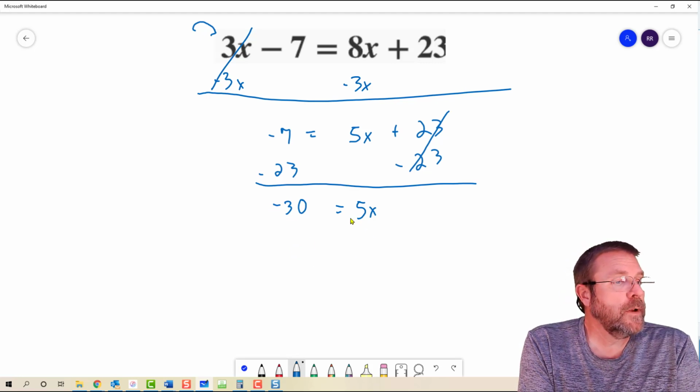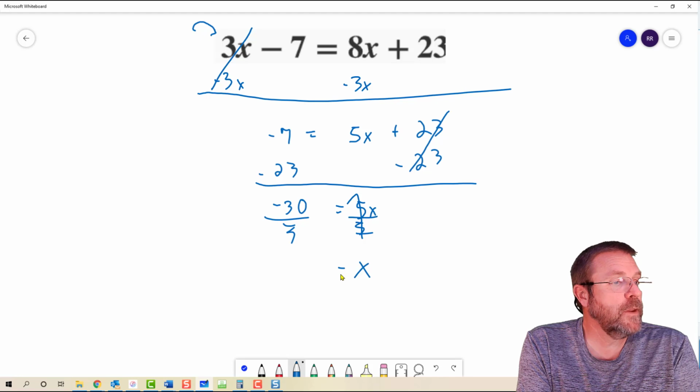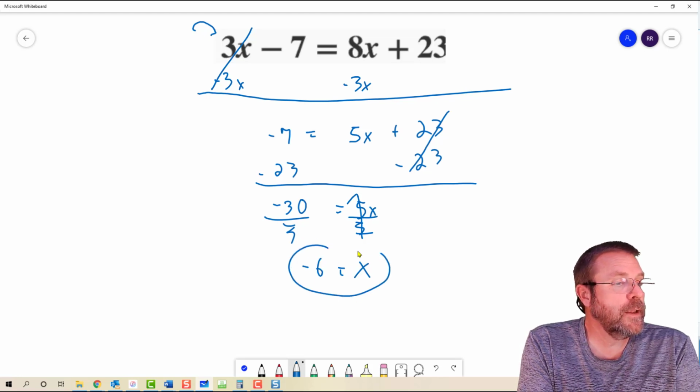So from there, I'm going to divide both sides by 5. The 5's divide each other out, becoming 1. 1 times x is x, and negative 30 divided by 5 is going to give us a negative 6.